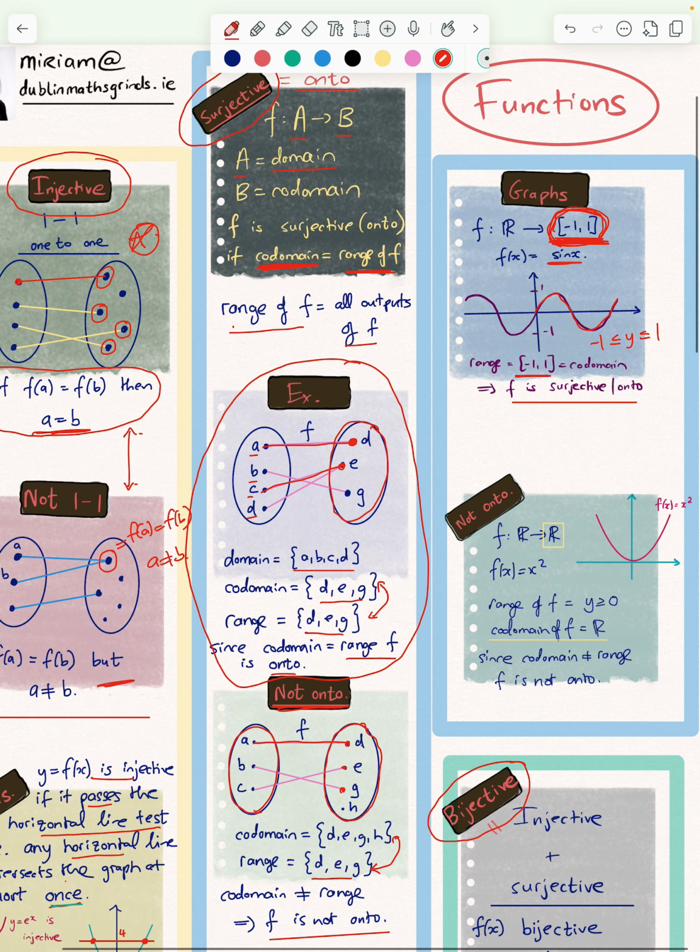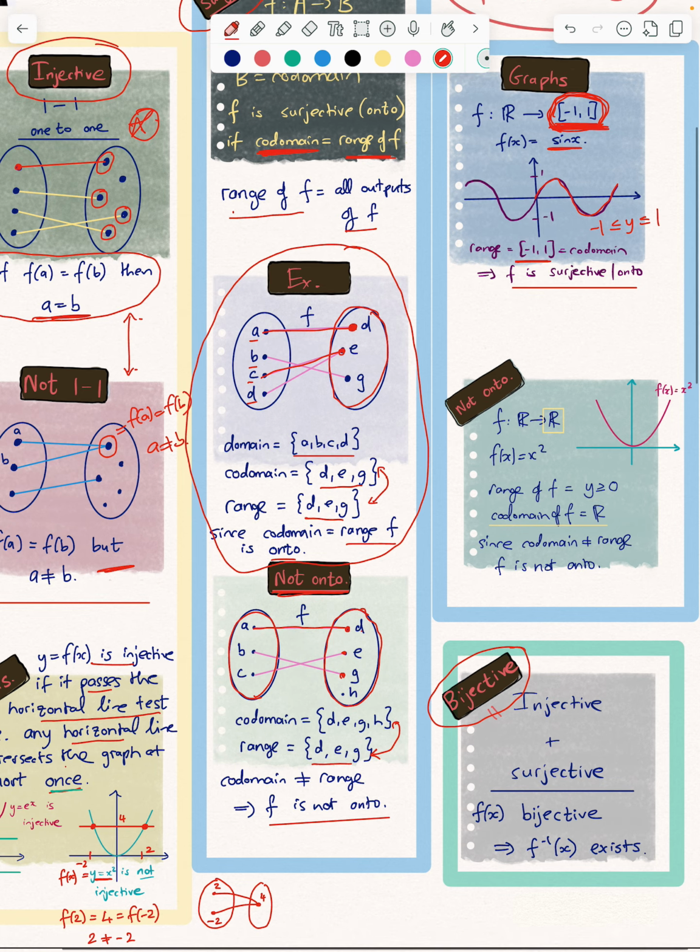And let's see what is not onto in terms of a graph. So f mapping from R into R. There is our codomain there in the yellow box, R. f of x equals x squared, our example from below. The range of f, what the range of f are all possible y values, all the outputs.